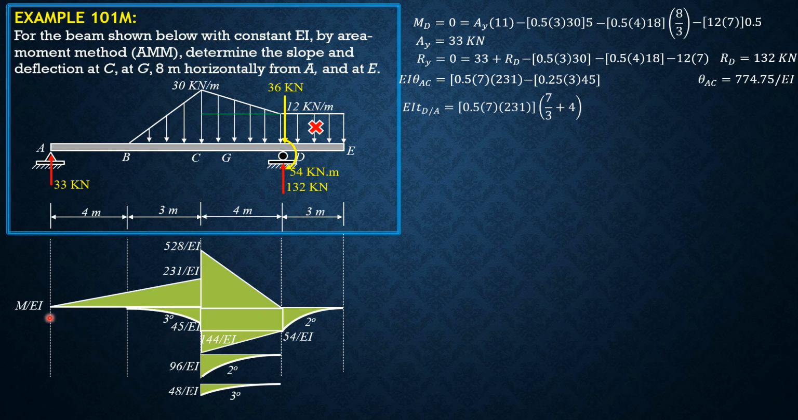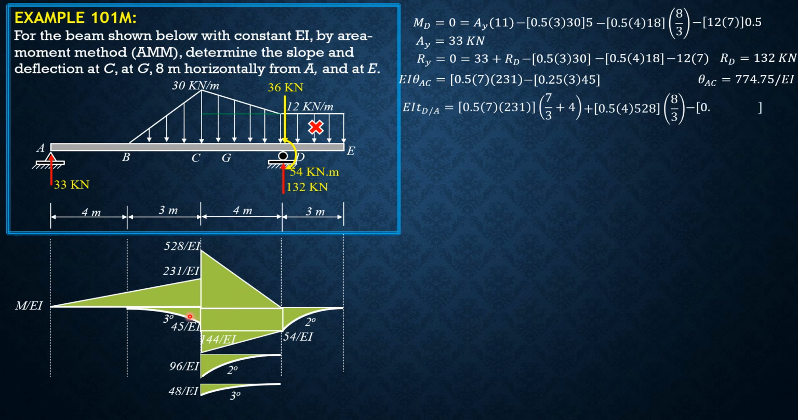So it is the moment of areas between A and D with respect to D. So beginning with this area here, 0.5 of 7 times 231. This distance from C, centroidal distance of triangle from C is 7 thirds. Then since our moment center is D, we sum up moment about D. So the moment arm is 7 thirds plus 4. Then for this area here, 0.5 of 4 times 528. And 2 thirds of 4 is 8 thirds. Distance of centroid from D is 8 thirds.